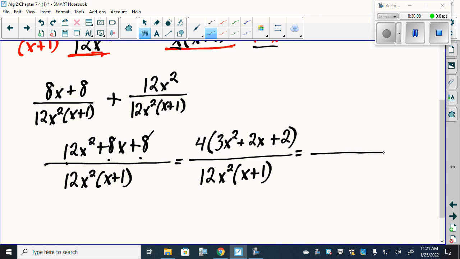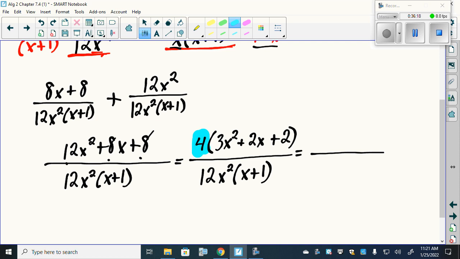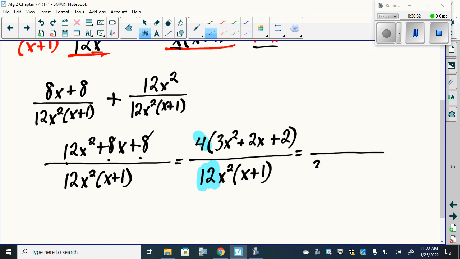But there is something we can simplify. What can we simplify? Because the 4 and 12 are both of them multiplied on the outside. So we really have 4/12, which simplifies to 1/3. So on bottom we actually have 3x squared times x plus 1. On top we'll have 3x squared plus 2x plus 2.